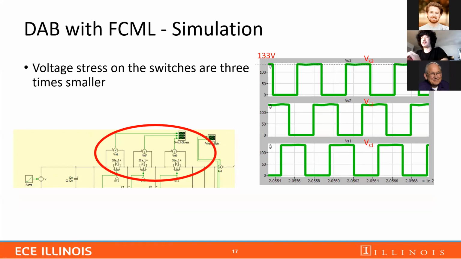Firstly, let us look at the voltage stress across each switch on the primary side. I was monitoring the voltage across each switch while running a simulation. As we can see from the waveforms on the right, the peak voltage is around 133 volt, which is around 1/3 of the input voltage. This confirms that the voltage stress on the switches has been reduced by using the XML.